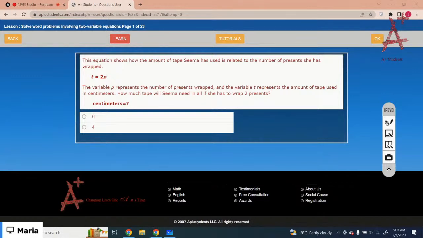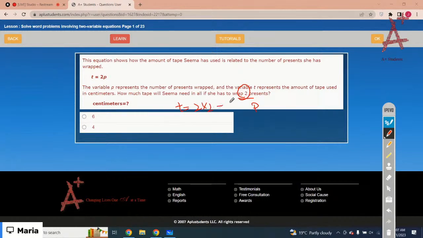Basically, T equals 2p is the equation that tells you T is the amount of tape and P is the number of presents she wrapped. Got it? So she has to wrap two presents. You need to see how much tape she has to use. Just replace P with the value. It would be T equals 2 times 2, and 2 times 2 equals 4. That means to wrap two presents she has to use 4 centimeters of tape. Got it? So the correct option is 4.